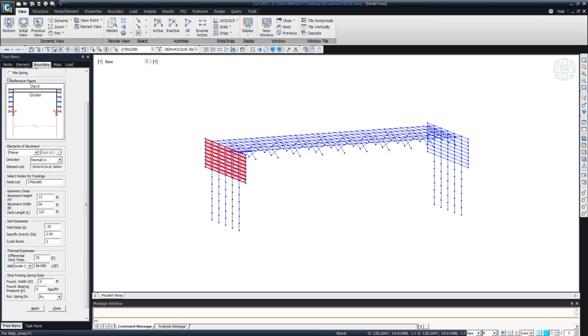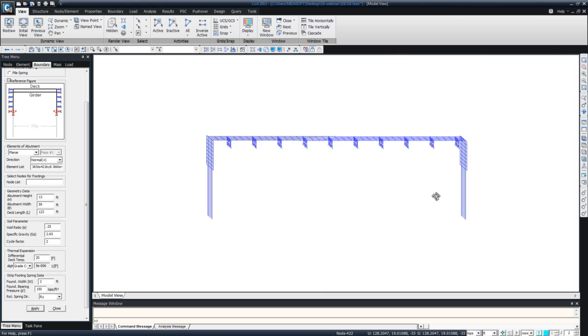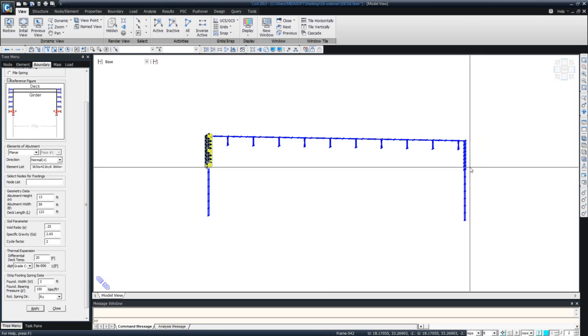What is the foundation width? 3 feet. The foundation bearing pressure, so whatever foundation bearing pressure is, you can put it here. And once you click on apply, Midas Civil will automatically apply the abutment supports for you. So as you can see here, I clicked on apply, and these supports are automatically modeled. Now let us model the support for the abutment on the right. For that, I'm going to select the abutment elements one more time.